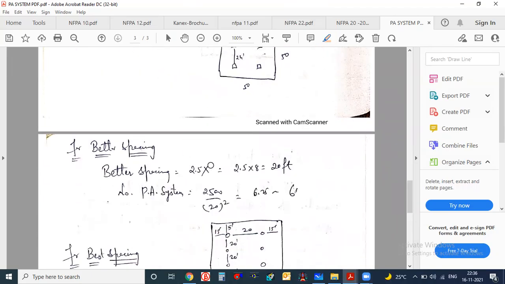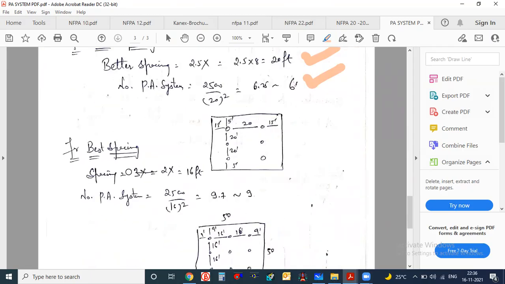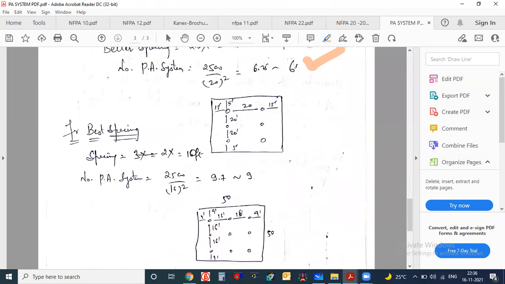For better spacing, multiply 2.5 with 8, 20 feet. Number of PA system, 2500 divided by 20 square. You will get 6 speakers, so you can keep that. And for best spacing, 2x, 2 into 8 is 16. Number of PA system, 2500 divided by 16 square, you will get 9 speakers.